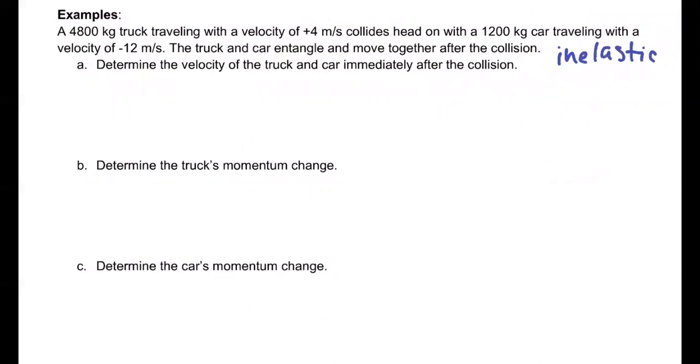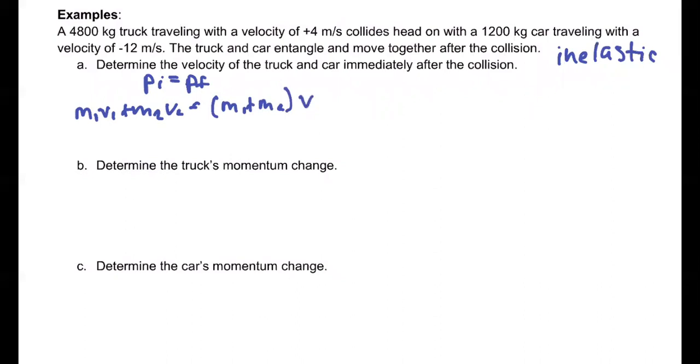When the collision happens, the two objects stick together. This is the sticky collision. We want to determine the velocity of the truck and car immediately after the collision. We need to keep in mind that momentum initial is equal to momentum final. I'm going to sub in my equation: m1v1 plus m2v2 equals, now since they stick together, I can just say m1 plus m2 times v.